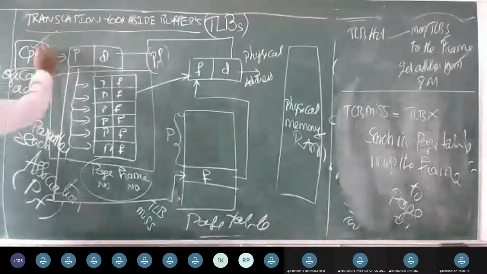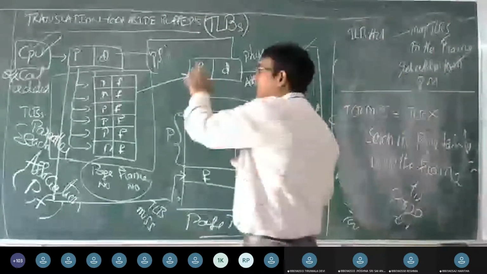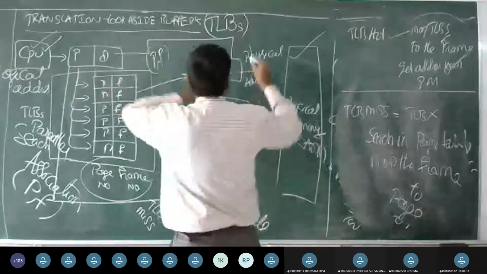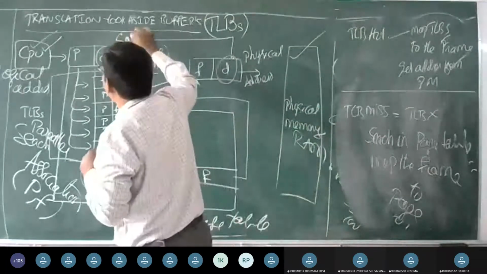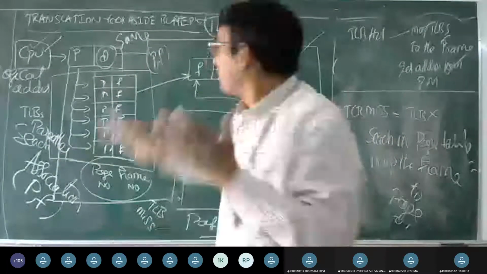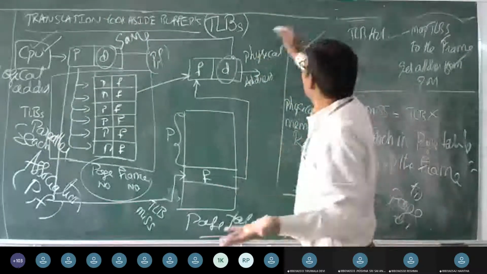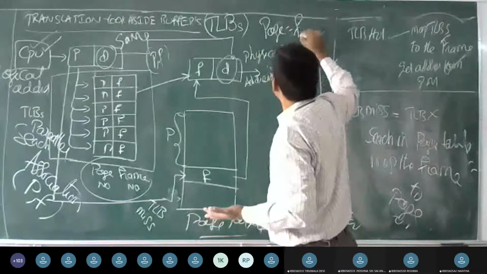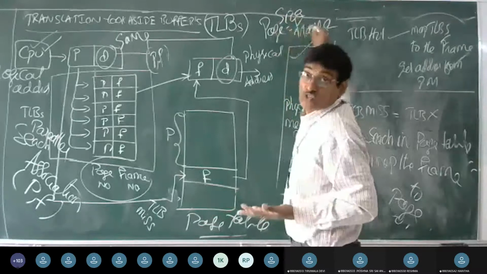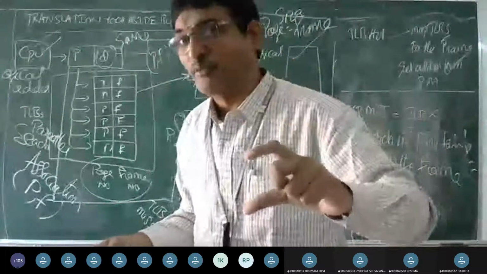Displacement, either at the CPU or at the physical memory, remains the same. Why is there no variation of displacement? Why is displacement the same in the page and in the frame? Very simple reason: because page size is equal to frame size. The size of a page is equal to the size of a frame. The chunk is going to be fixed, the partition is going to be fixed.